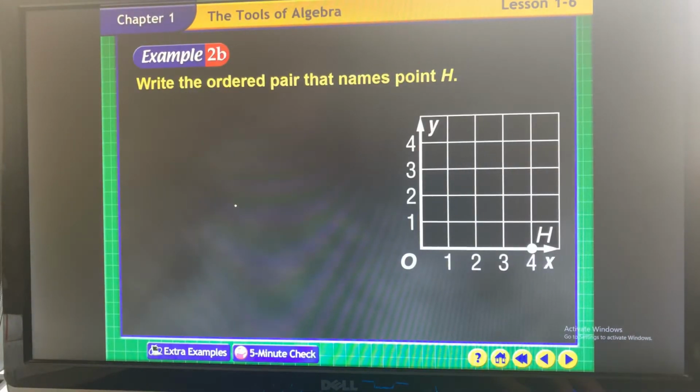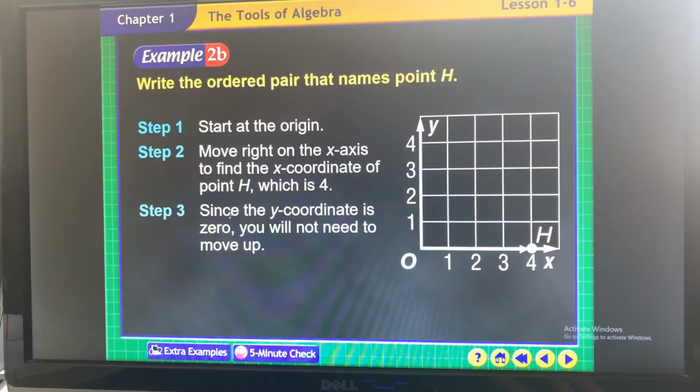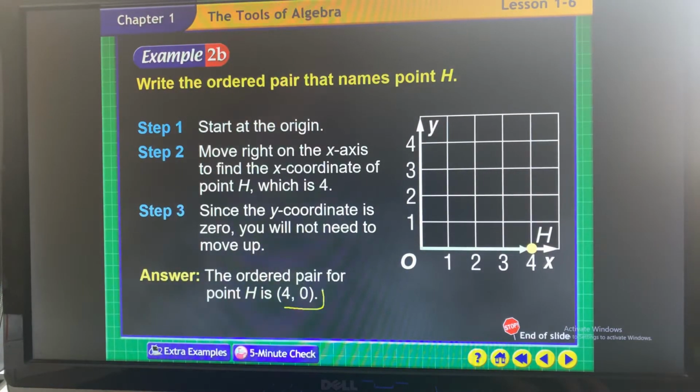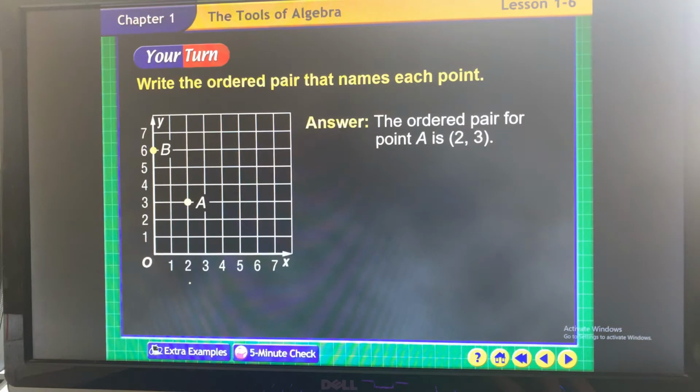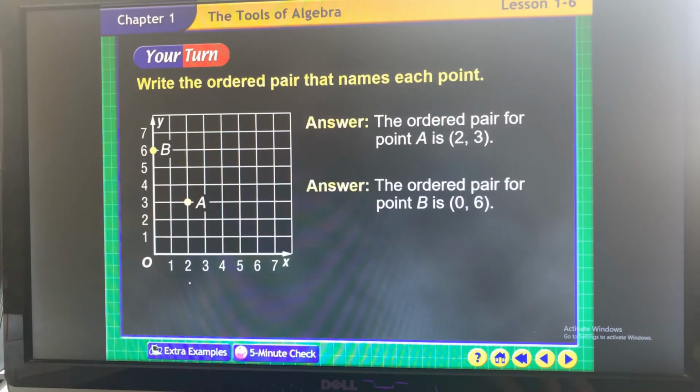Okay, looking at that point. 4, 0. Ordered pair (4, 0). There it is. Name those points. There's A and there's B. Make sure you can name them. Pause it here if you need to.